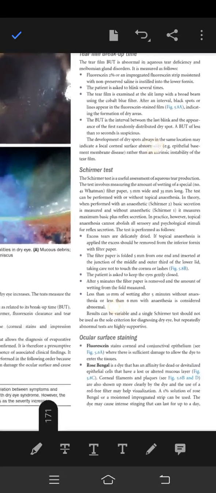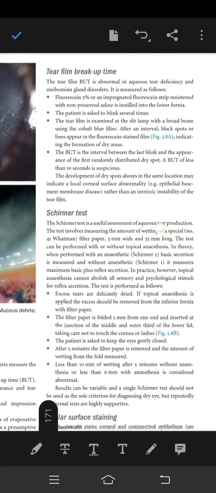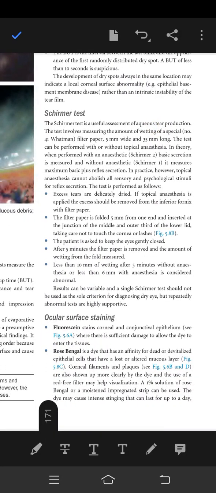Now back to the Schirmer test. We have discussed the tear film breakup. Now the Schirmer test. The Schirmer test is useful for the assessment of tear film production, aqueous tear production. We use the number 41 Whatman filter paper, 5 mm wide and 35 mm long. The test can be performed with or without topical anesthesia.